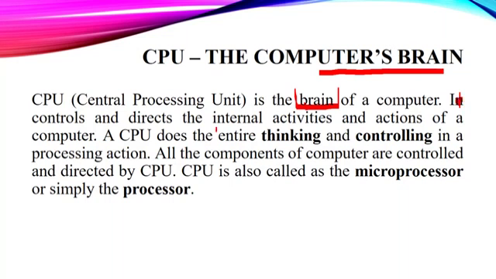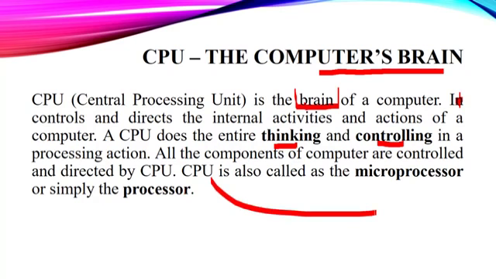It controls and directs the internal activities and actions of a computer. It means it will simply control and manage everything that is being done inside our computer. A CPU does the entire thinking and controlling in a processing action. It will take all the decisions, and it will control everything when it is processing a task. Now all the components of computers are controlled by the CPU. It means everything in our computer is controlled and managed by the CPU only.